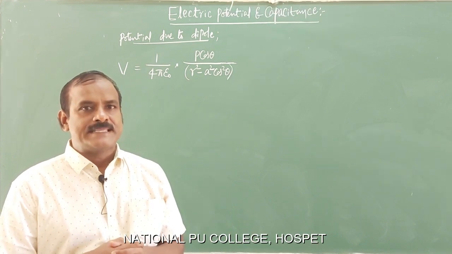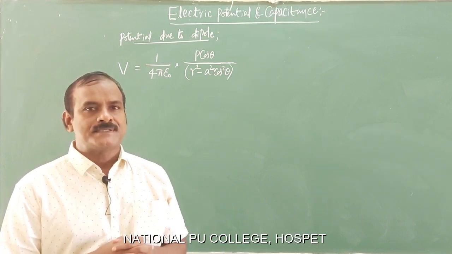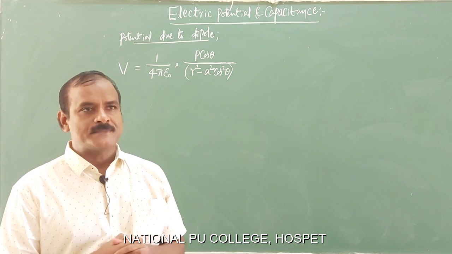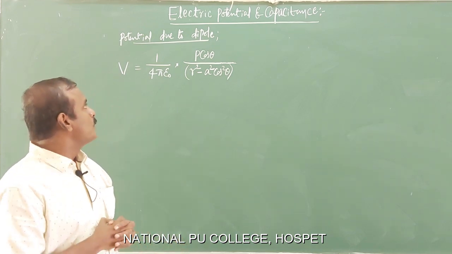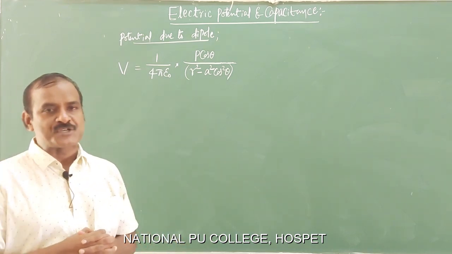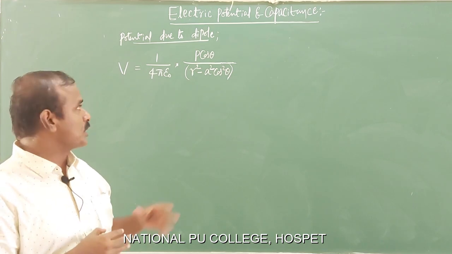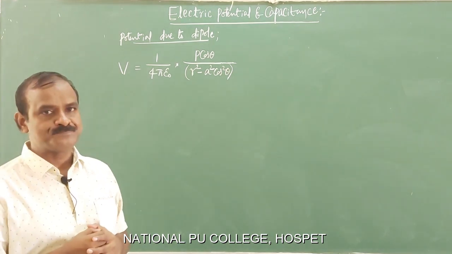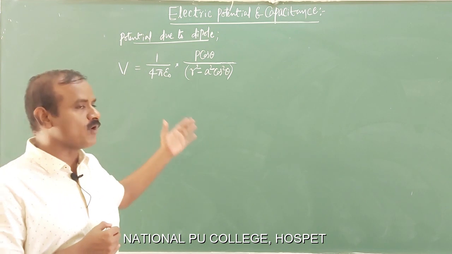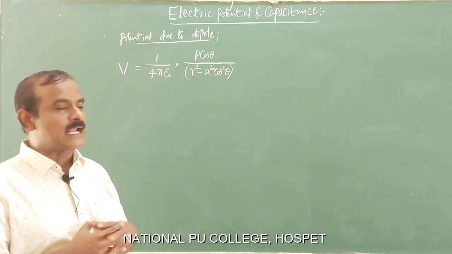Well, dear students, in our last session, if you remember correctly, we arrived at the expression for electric potential due to a dipole. You remember the steps we followed in arriving at this expression.